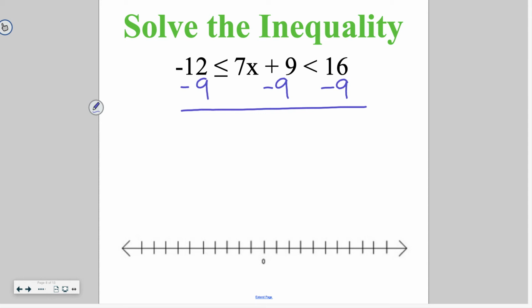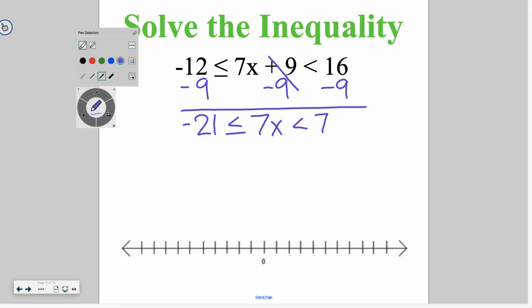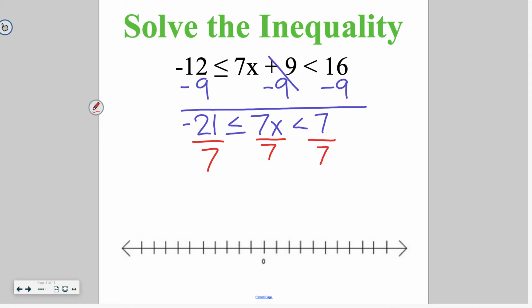So we have to do it to all 3 parts. So we end up with negative 21 is less than or equal to 7x, which is less than 7. So again, we subtracted from all 3 parts. We're going to do the same thing now when we divide to get rid of that 7. We're going to divide all 3 pieces of this inequality by 7. So we end up with negative 3 is less than or equal to x, which is less than 1.